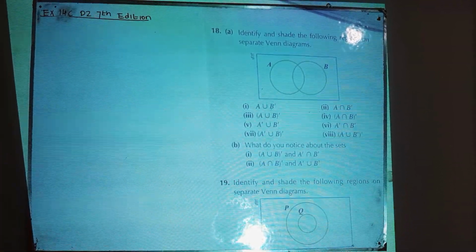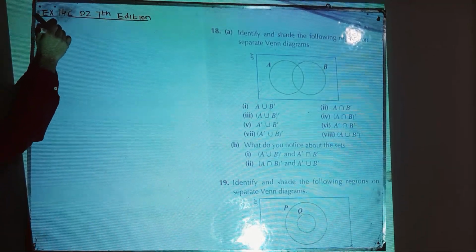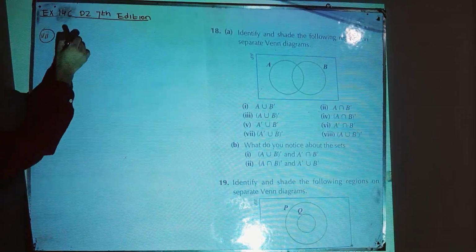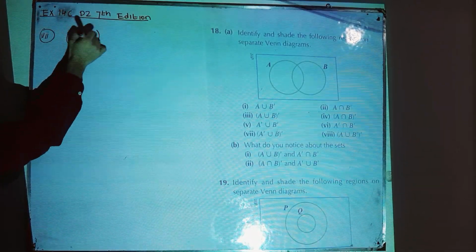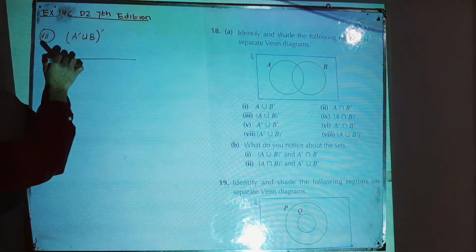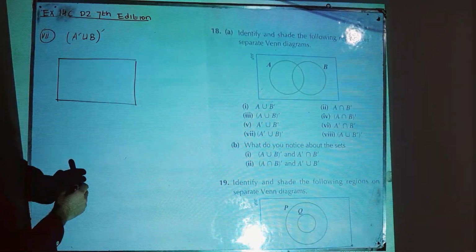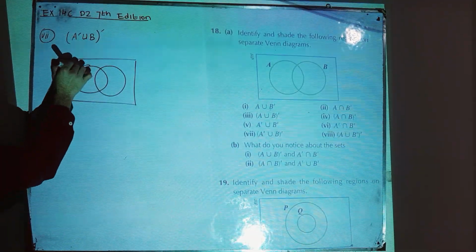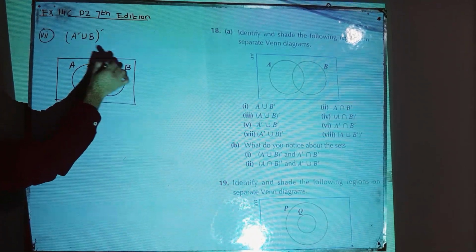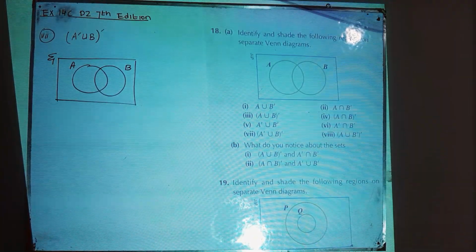Then we have part number 7 from question number 18. Part number 7 is A complement union B whole complement. Okay, draw a Venn diagram for this one. This is the Venn diagram. Now draw two subsets for this. This represents A, this represents B, this represents the universal set, the rectangle.